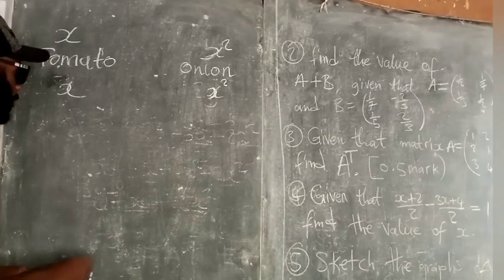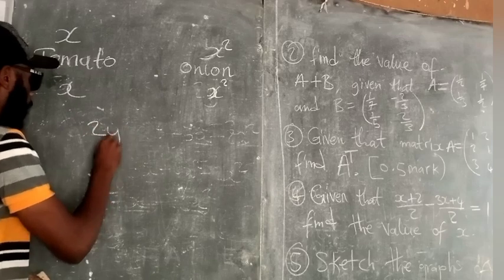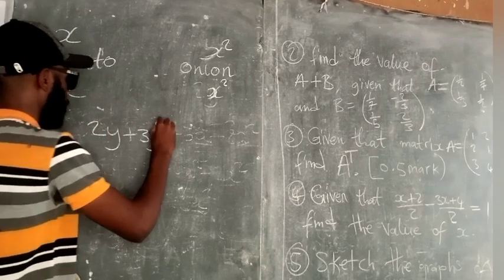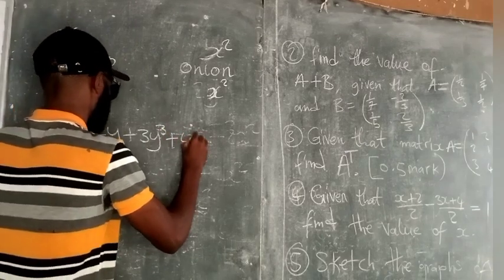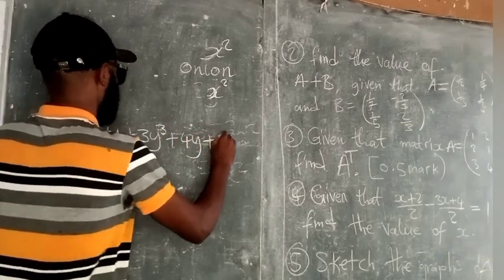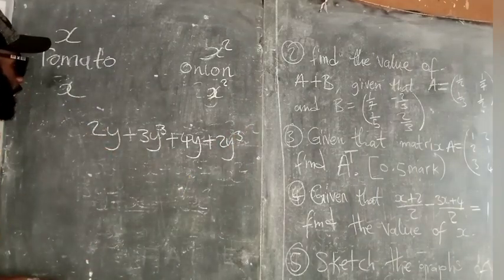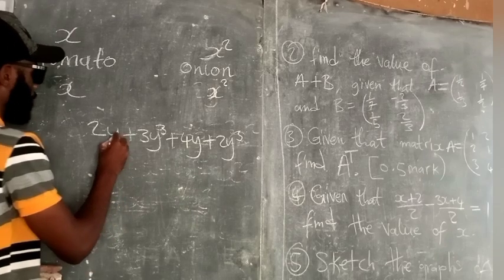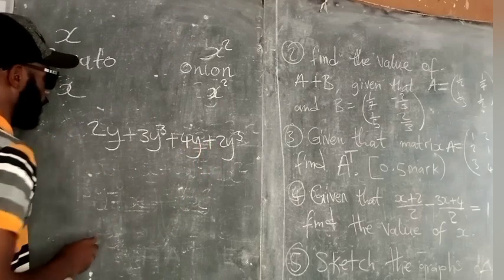Our final example. So we have 2y plus 3y to the power 3 plus 4y plus 2y to the power 3. Again, we do the same thing. We collect the like terms. Like terms are letters which are exactly the same. So we have this y and this y, they are exactly the same. So we put them together.